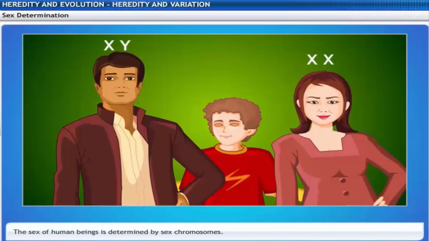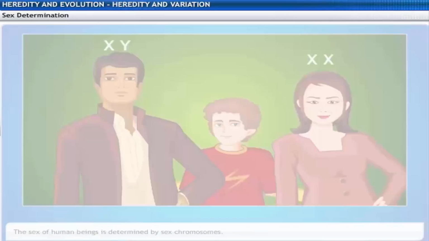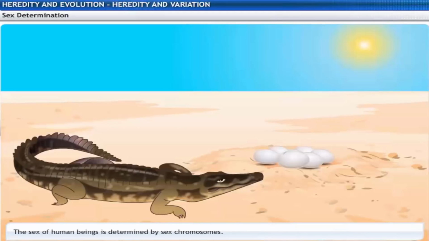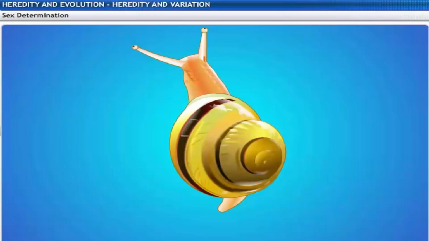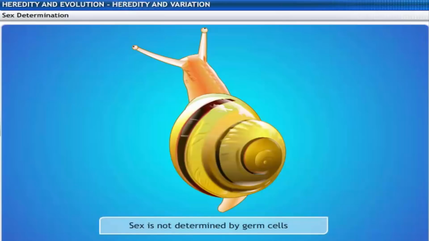The sex of human beings is determined by the sex chromosome. In some animals like crocodiles, the temperature at which fertilized eggs are kept determines whether the animals developing in the eggs will be male or female. In other species, such as snails, individuals can change the sex depending upon the external environment. It indicates that the sex is not determined by germ cells.